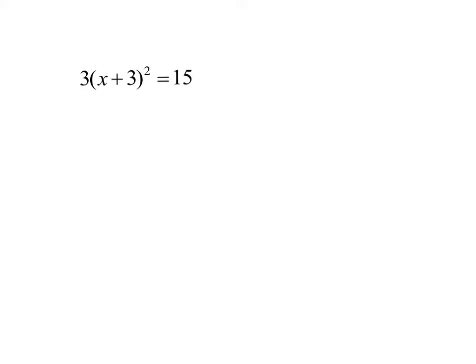Okay, second one, again, we have a quantity squared in this case, so the easiest thing to do would be to, first of all, divide both sides by 3 so that I can get the quantity that's squared all by itself.